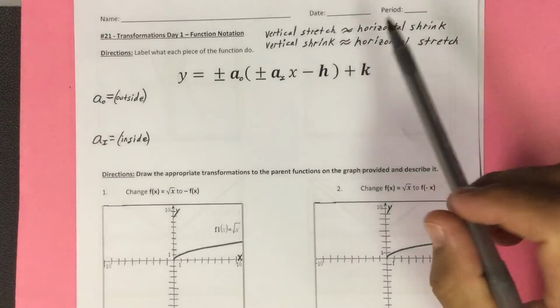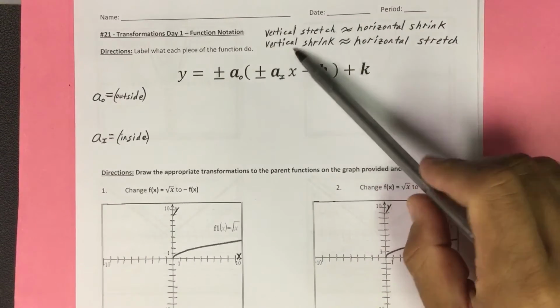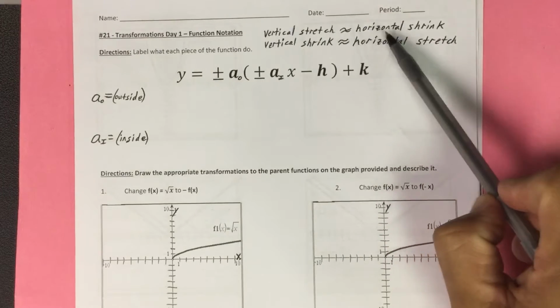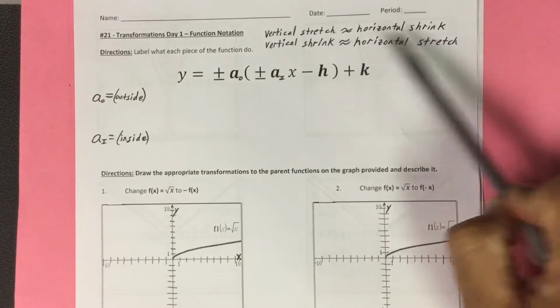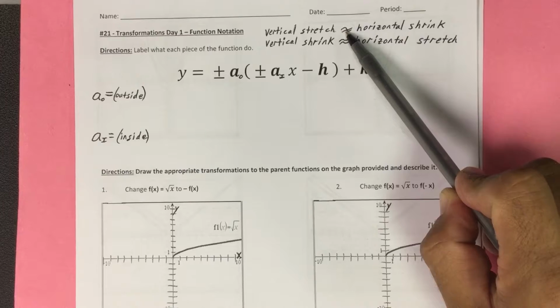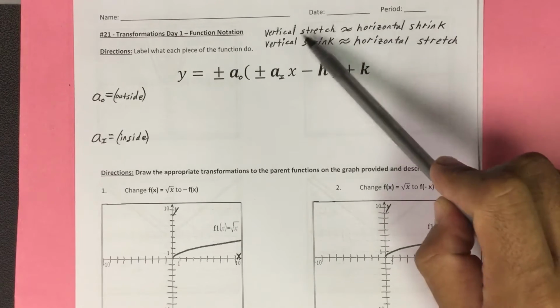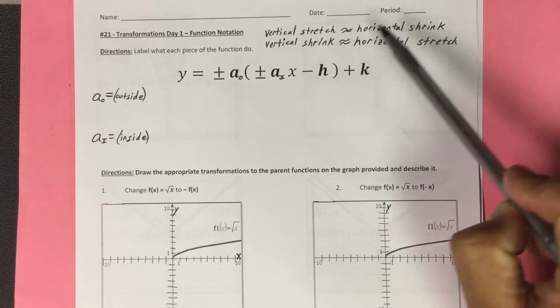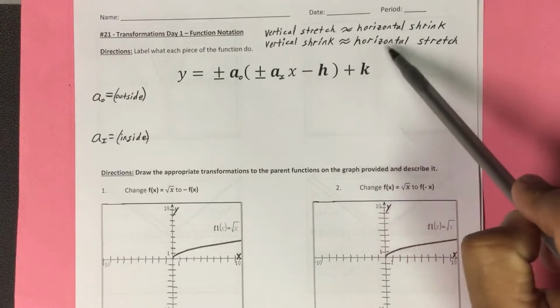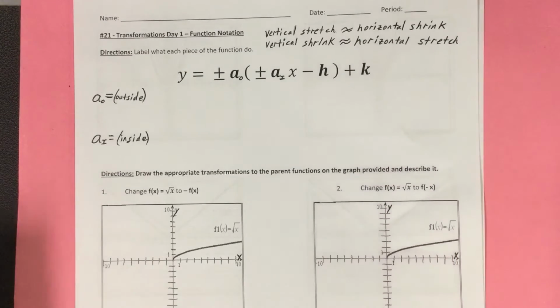Okay, first of all, let's explain what this means right here. When I say a vertical stretch or a horizontal shrink, it's a similar sign, right? So a vertical stretch is similar to a horizontal shrink. A vertical shrink is similar to a horizontal stretch, right?